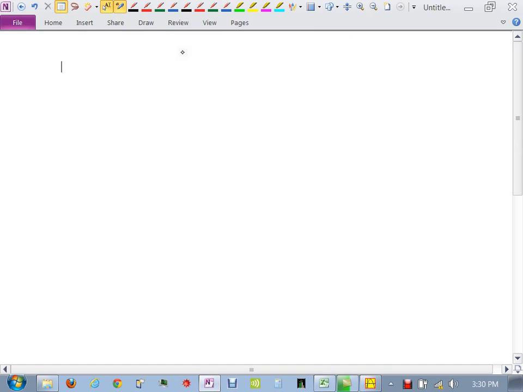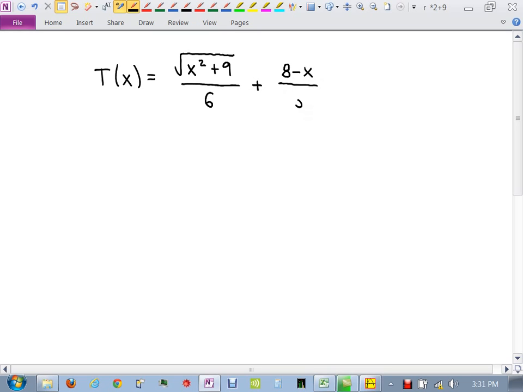Last example before you get to do one yourself. All right, I'm going to change some of the notation up here. I want us to look at the function t of x equals the square root of x squared plus 9, over 6, plus 8 minus x over 8. And I'd like for us to look at this on the interval 0, 8.